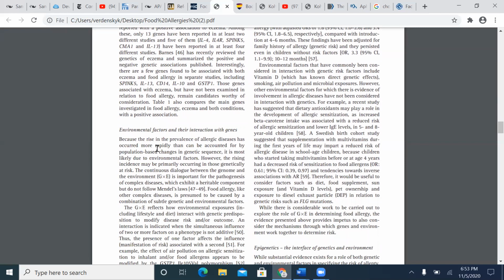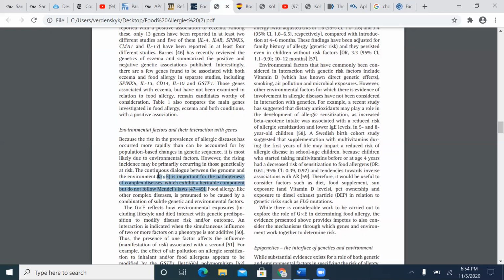It says, because the rise in the prevalence of allergic diseases has occurred more rapidly than can be accounted for by population-based changes in genetic sequence, it is most likely due to environmental factors. However, the rising incidence may be primarily occurring to those genetically at risk. The continuous dialogue between the genome and environment is important for the pathogenesis of complex diseases, which exhibit a heritable component but do not follow Mendel's laws.